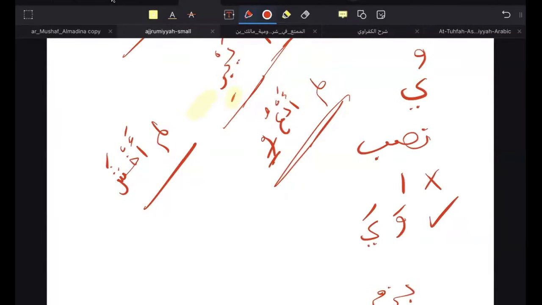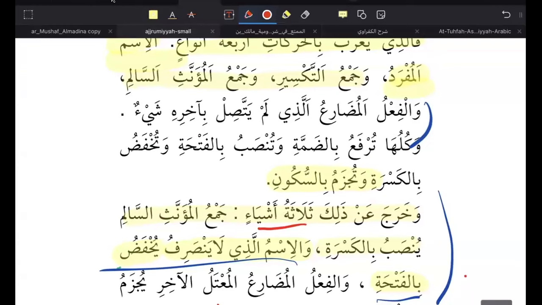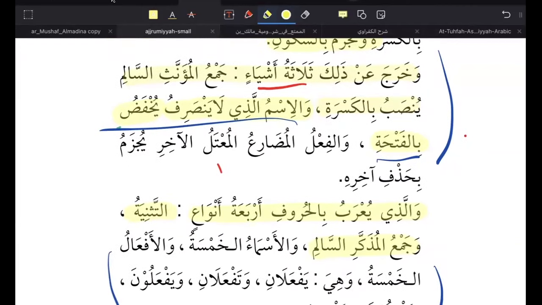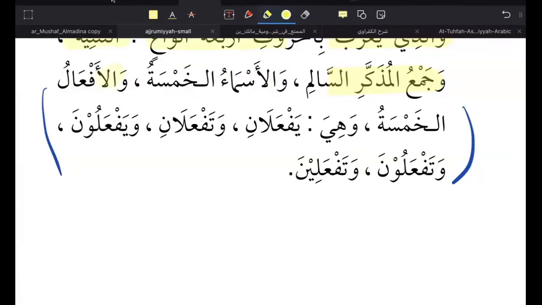So the next, the author goes back into the whole discussion again. We have talked about this. Now he's going to look at the whole matter from the perspective of the haraka. He repeats himself here, so we don't have to go back again. Here at the end, he discusses the af'al al-khamsa. He says, wahiya yaf'alani, taf'alani, yaf'aluna, taf'aluna, wa taf'alina. Remember I mentioned the book's organization is a little bit strange, but nonetheless, that's what we have here.